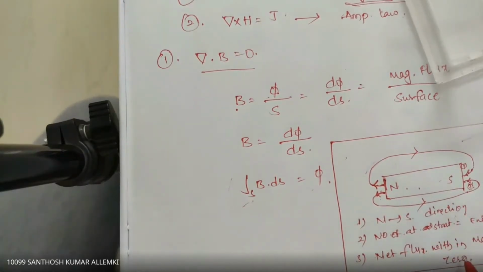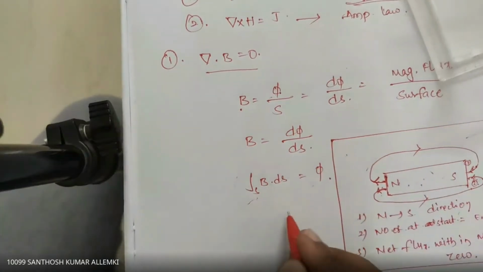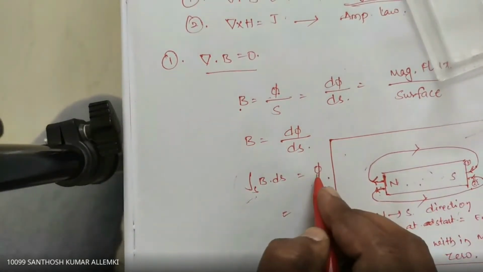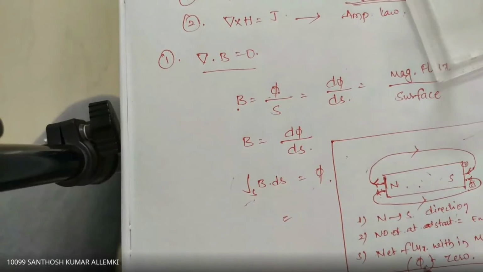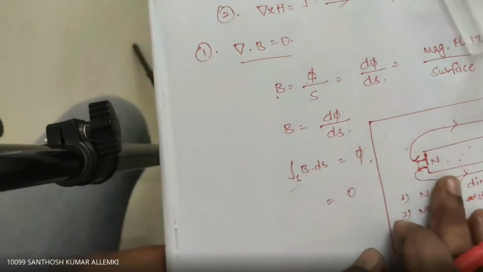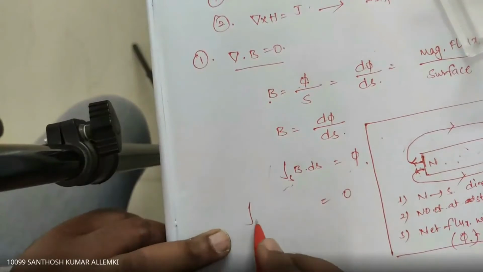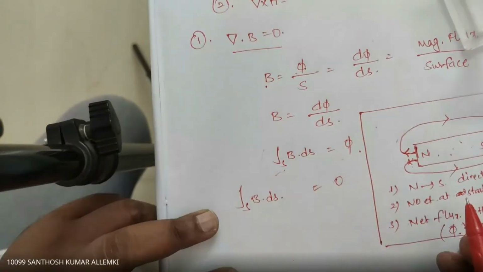The net flux within this magnet is equal to 0. So in the same way, the net flux will be 0, that is, the phi value will be 0. Phi value is 0. So simply we can write phi is equal to 0 for a magnet. Okay, so now we can have the surface integral of B dot ds is equal to 0.